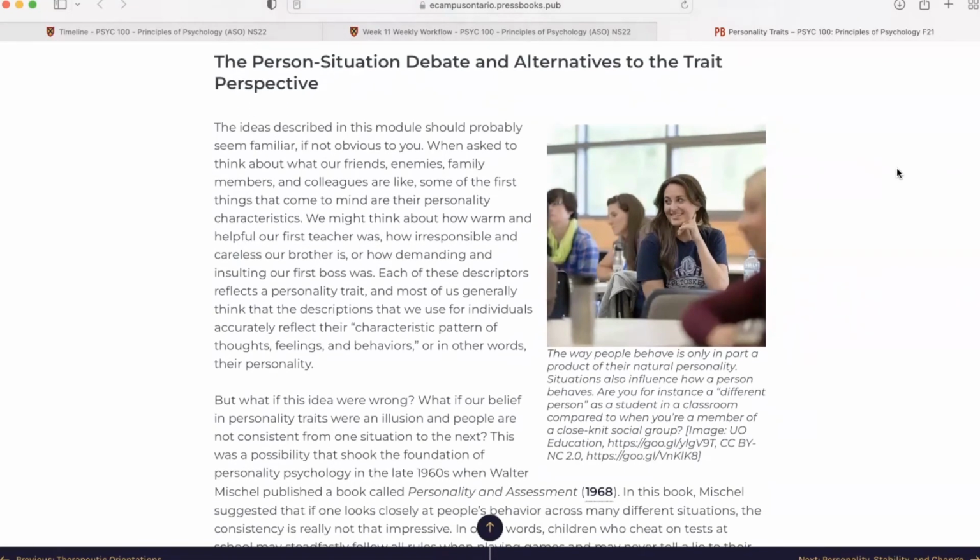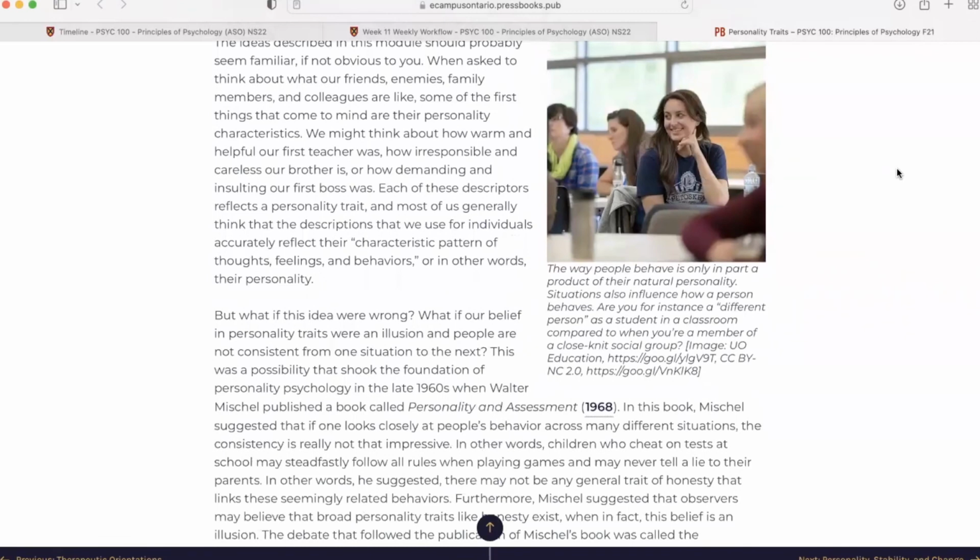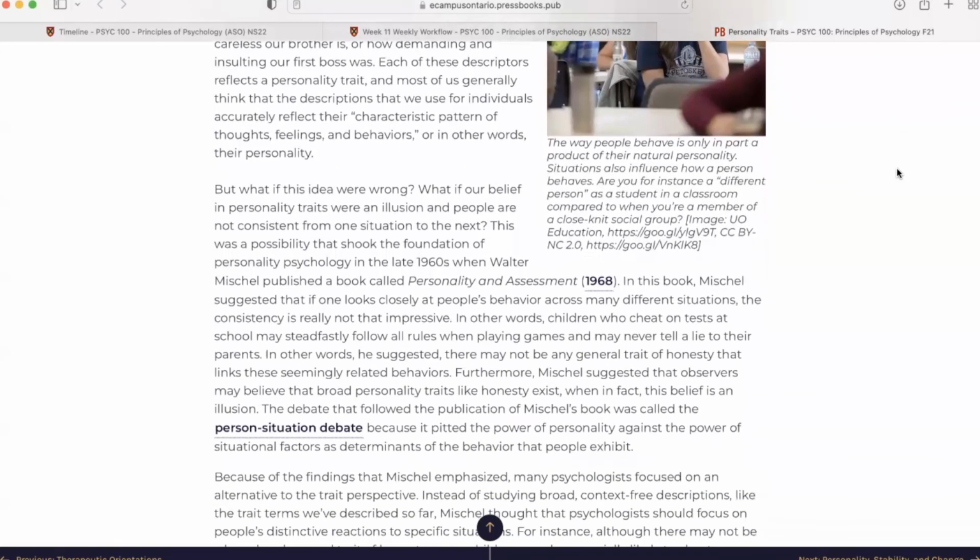We might think about how warm and helpful our first teacher was, how irresponsible and careless our brother is, or how demanding and insulting our first boss was. Each of these descriptors reflects a personality trait, and most of us generally think that the descriptions that we use for individuals accurately reflect their characteristic pattern of thoughts, feelings, and behaviors, or in other words, their personality.